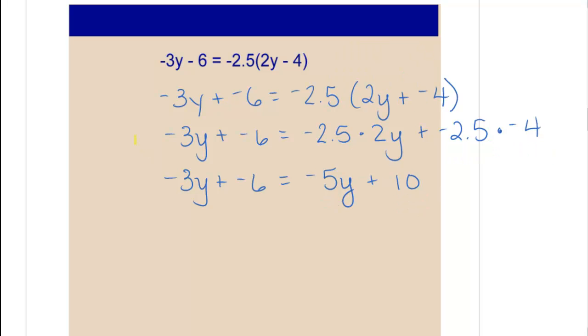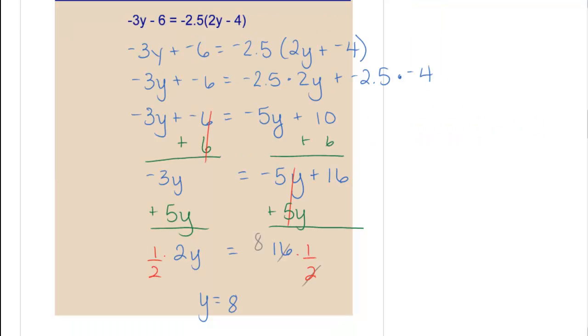Now you can skip the step right here if you're comfortable going straight from seeing the distribution step down to the answer to distributing. That's fine with me. It's completely up to you if you want to write that in between step. At this point, go ahead and solve this equation. I end up with y equals 8 as my final answer, and here are my steps.